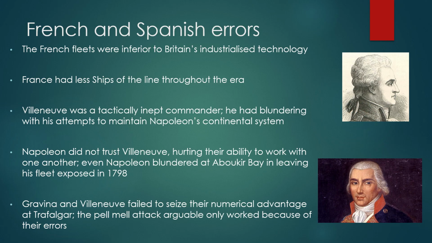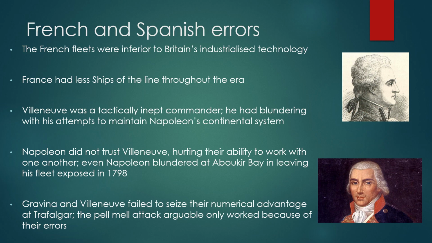We also have the leaders themselves. Compared to Nelson and Hood and Collingwood, they're arguably nowhere near as good. Villeneuve, as we saw, was tactically inept. He was blundering many attempts. He blundered alliances with the Dutch at Copenhagen. He couldn't really break out of many blockades very well. And of course, he had his big blunder at Trafalgar. He simply could not maintain the continental system that Napoleon was trying to establish to weaken British trading.